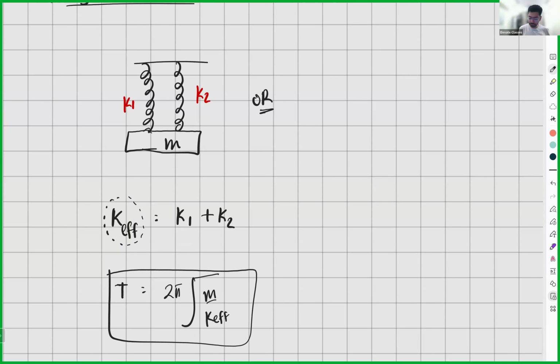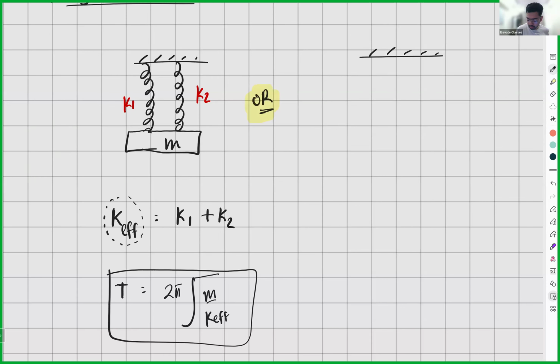Another type of system can be this, behaving exactly similar: a series spring combination. In a series spring combination, 1 by k effective is 1 by k1 plus 1 by k2, because the total elongation will be x1 plus x2.